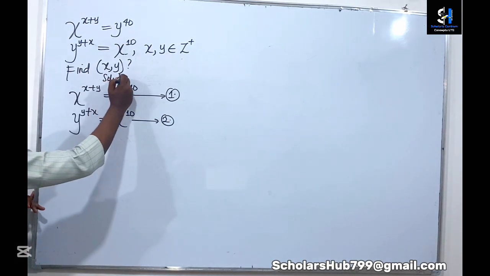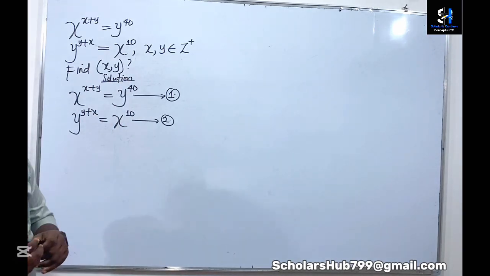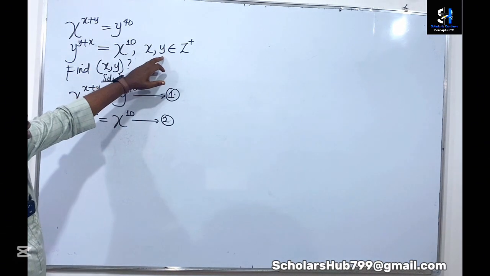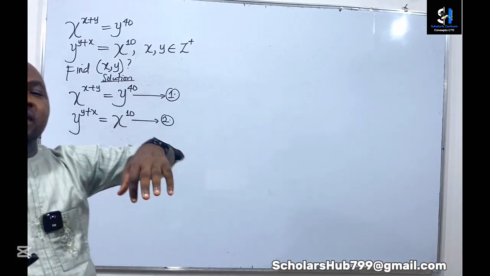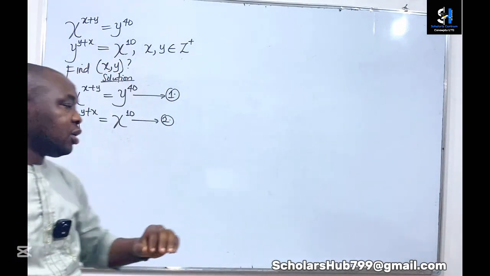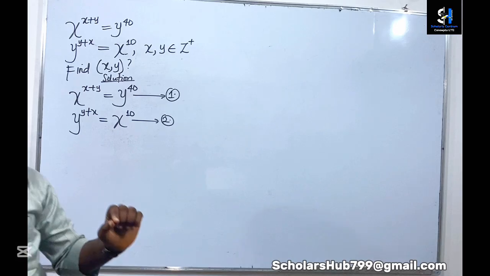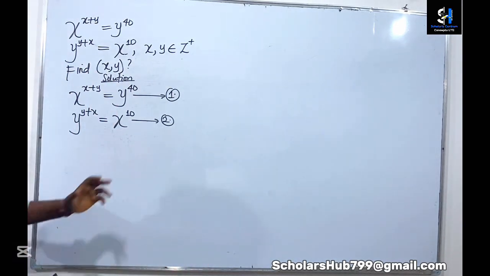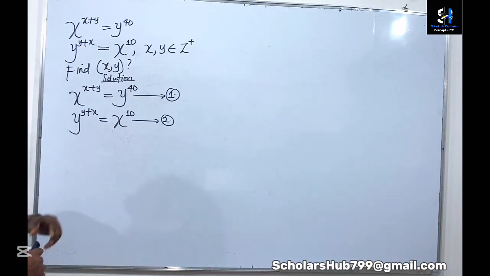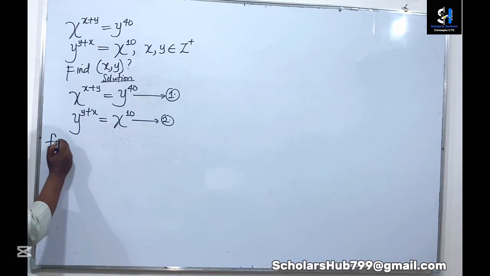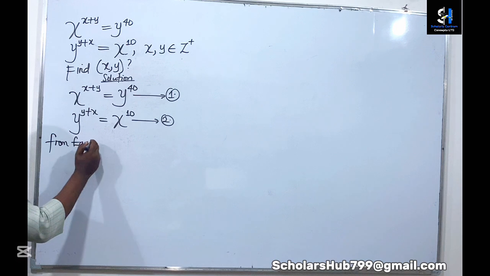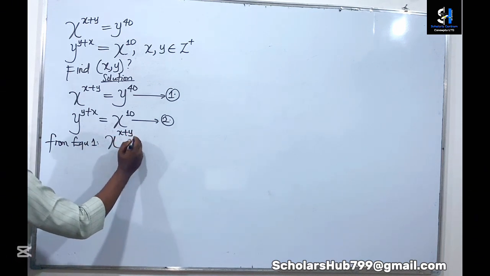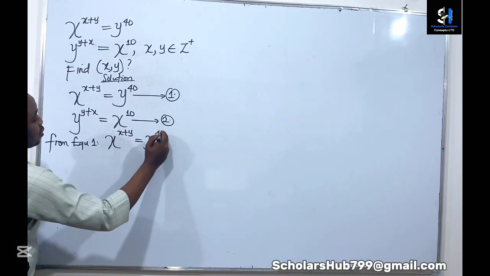Okay, now our task is to find the values of x and y, as x, y are elements of the set of positive integers. So that means the value of y and the value of x must be positive. All right, so in this case, I'm going to start from equation 1. Now we have equation 1 to be x raised to the power of x plus y equals y raised to the power of 40.